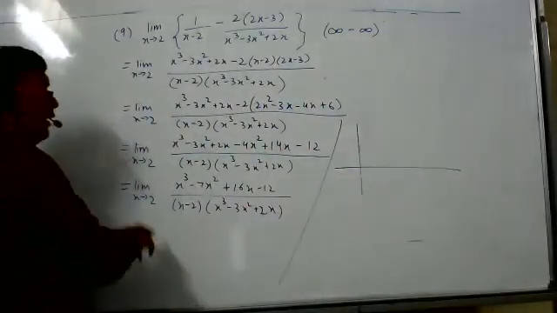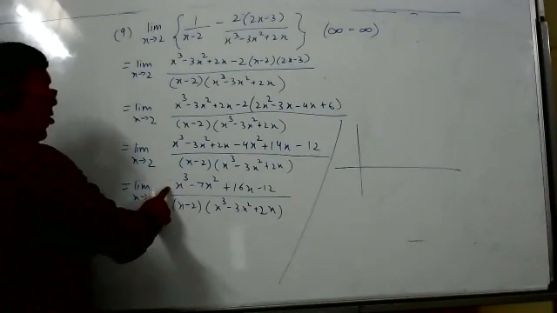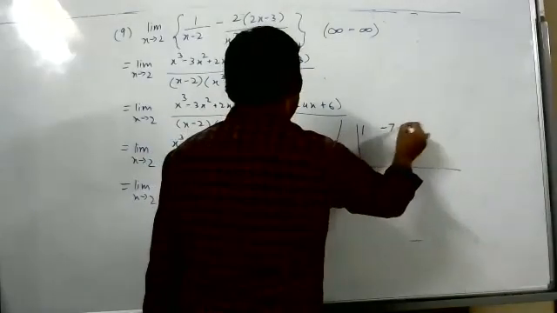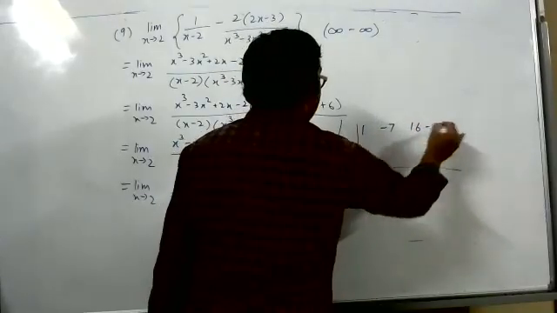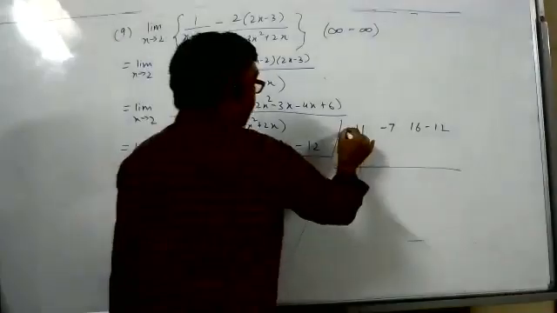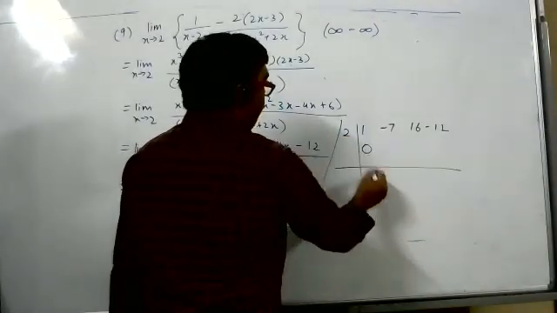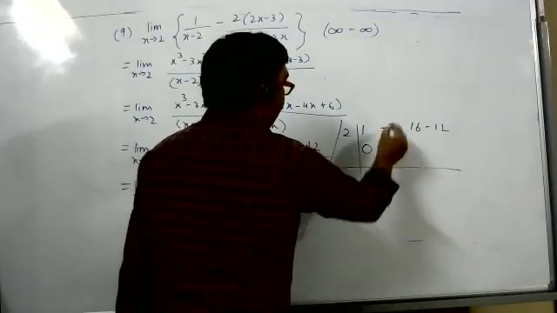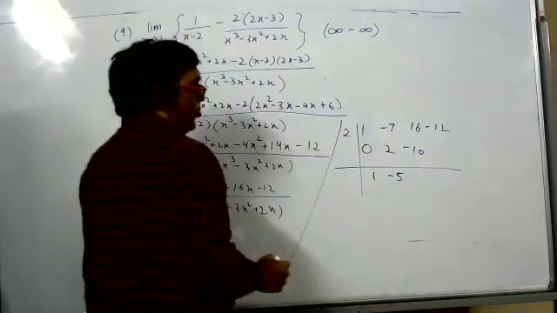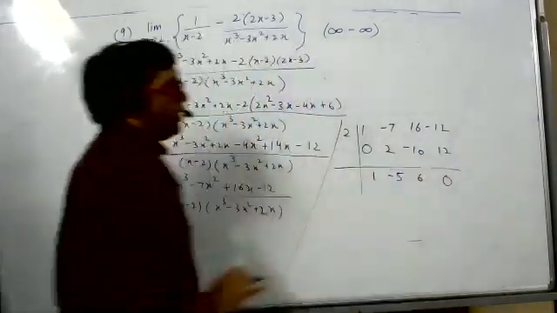In synthetic division, what should I do? I should write the coefficients 1, minus 7, 16, minus 12. And then for x minus 2, I should write 2. Then purposely I put 0. Add 1 plus 0, 1. Multiply 2 into 1, 2. Add, minus 5. Multiply, minus 10. Add 6. Then 12. Add 0. Definitely the last should come 0.